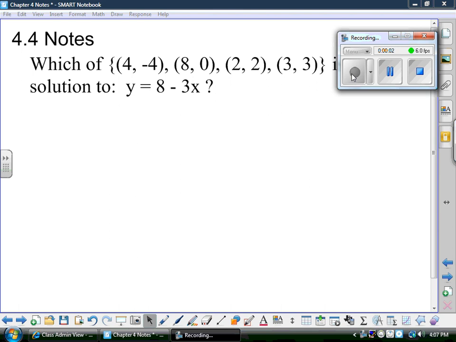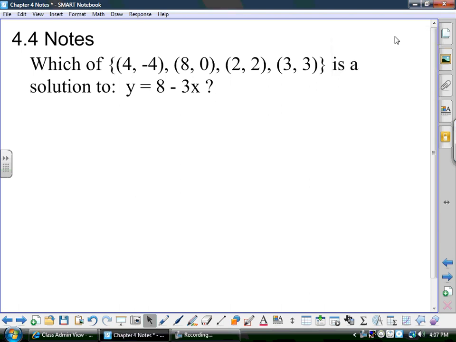Section 4.4 notes cover a couple different things. First of all, they ask you which of an ordered pair is a solution to a given equation. Pause the video and write this example down, and then we'll talk about how to do it together.